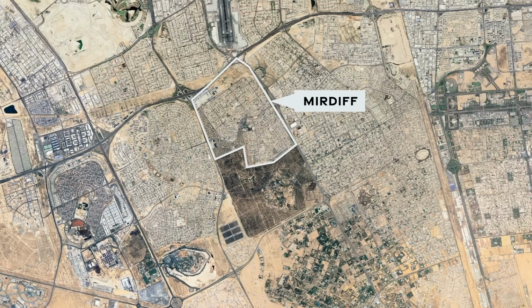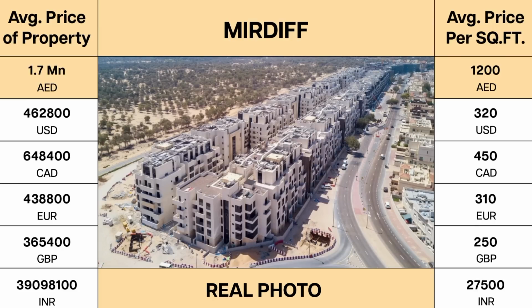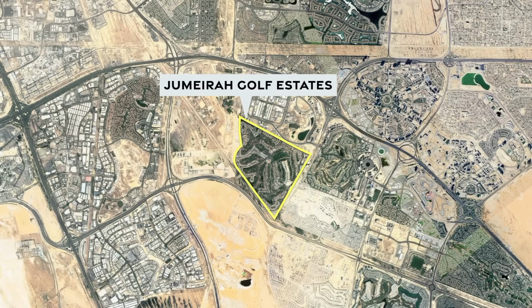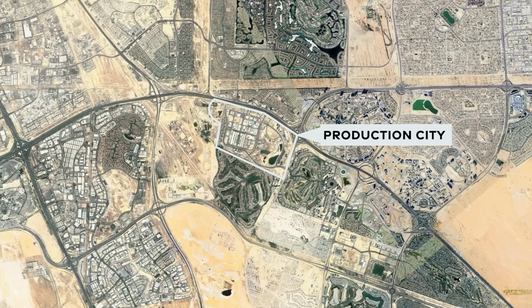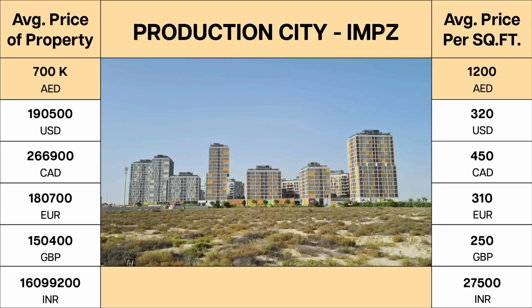Mirdif is a large residential area closest to the Dubai International Airport's flight path and features a large mall, the City Centre Mirdif. Average price per square foot is 1200 dirhams. Jumeirah Golf Estate is a premier golf course community, also features some apartment buildings. The apartments are at an average price per square foot of 1200 dirhams. Production City, also known as IMPZ, is an area between JVT and JGE. Apartments here are at an average price per square feet of 1200.